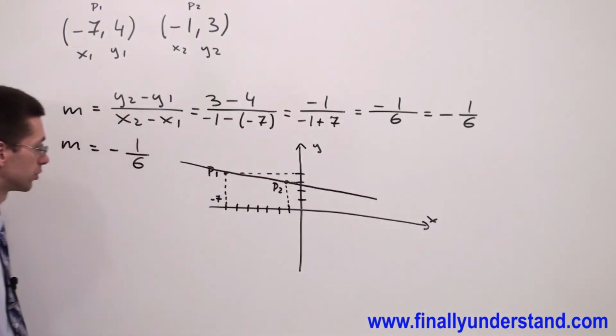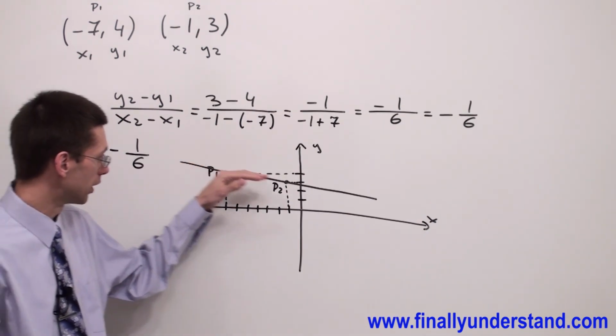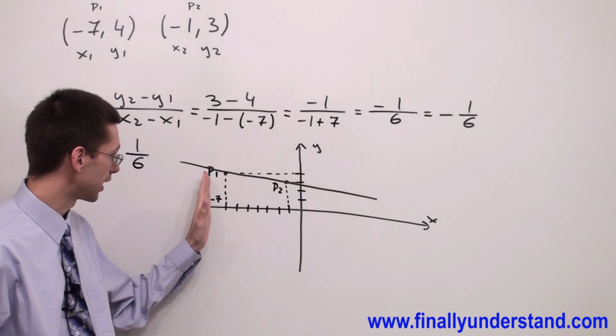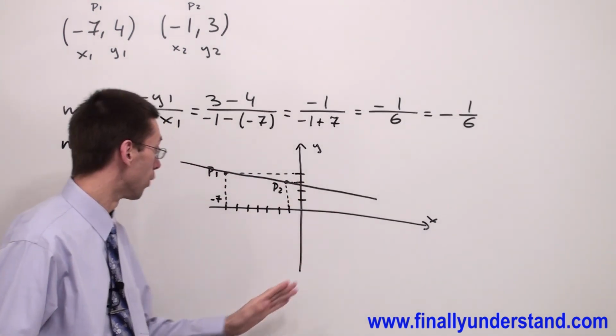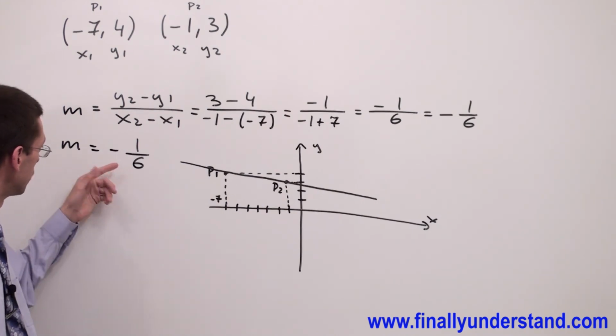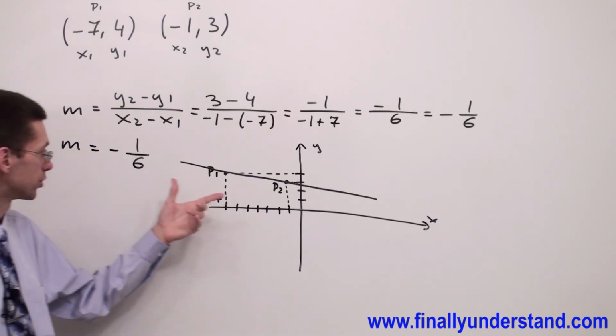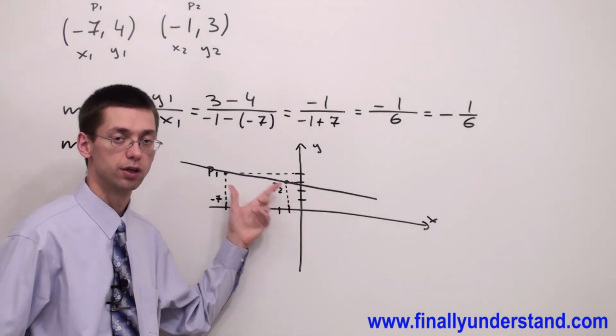Okay, please notice that this line is going downward from left side to right side. Why? Because my slope is negative. So this is my value of slope, and this is the graphical representation of this problem.